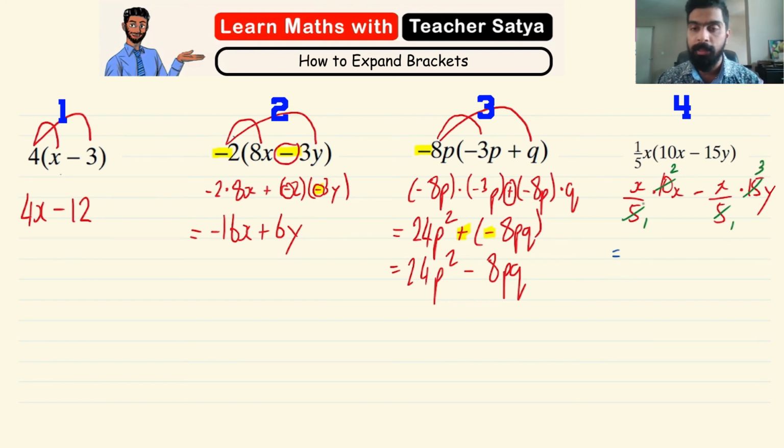Now in the numerator, we have x multiplied with 2x minus x multiplied with 3y. And x multiplied by 2x is going to give us 2x squared minus x multiplied by 3y is going to give us 3xy or 3yx. And that is how we would expand basic brackets.